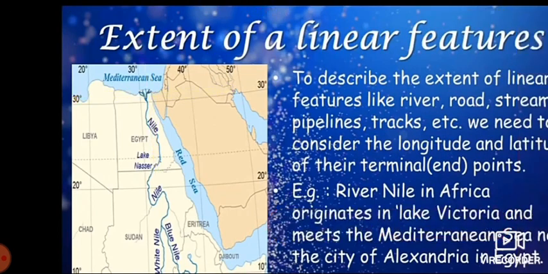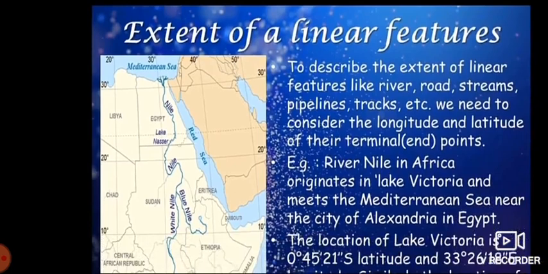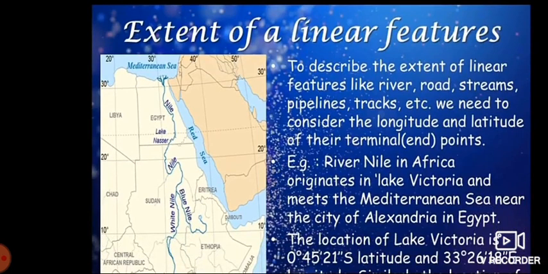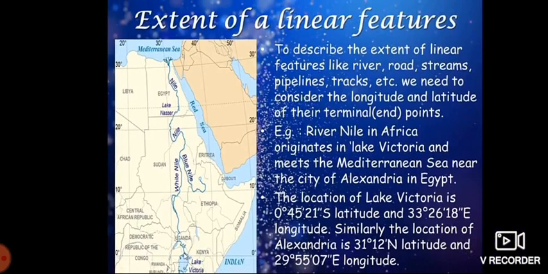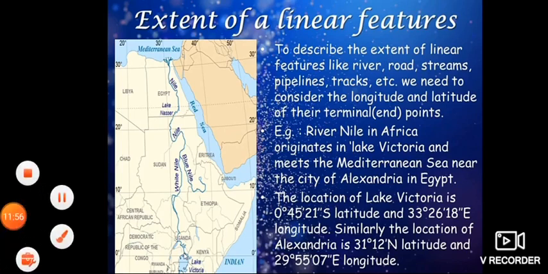The longitude and latitudinal extent of their terminal points was used, and then we got the extent of the linear feature, that was the river Nile. I hope you have understood how to make use of parallels and meridians to locate a place, or the extent of a region or linear feature.